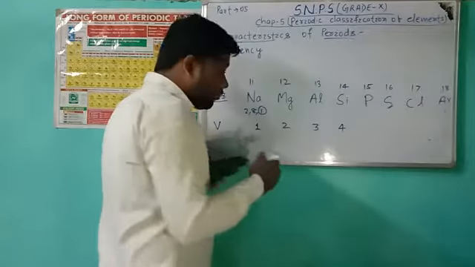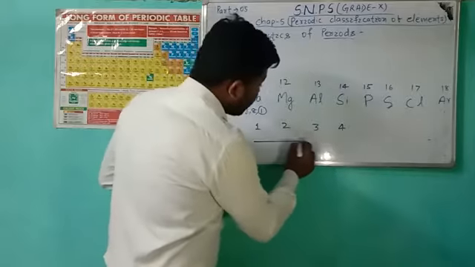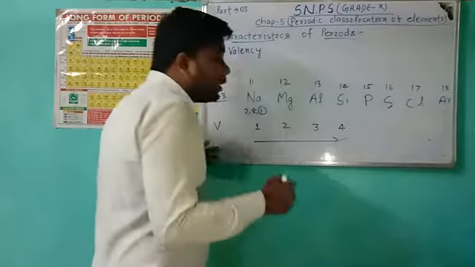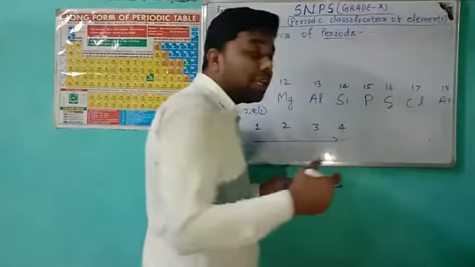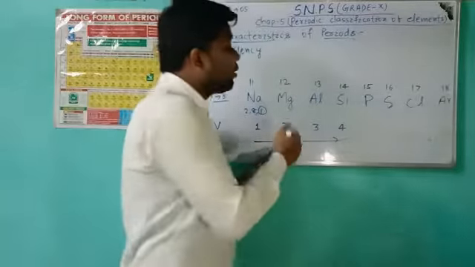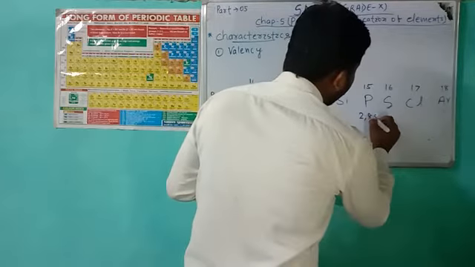But here we can clearly see that the valency increases. But when we talk about phosphorus, what is the electronic configuration of phosphorus? The electronic configuration of phosphorus is 2, 8 and 5.